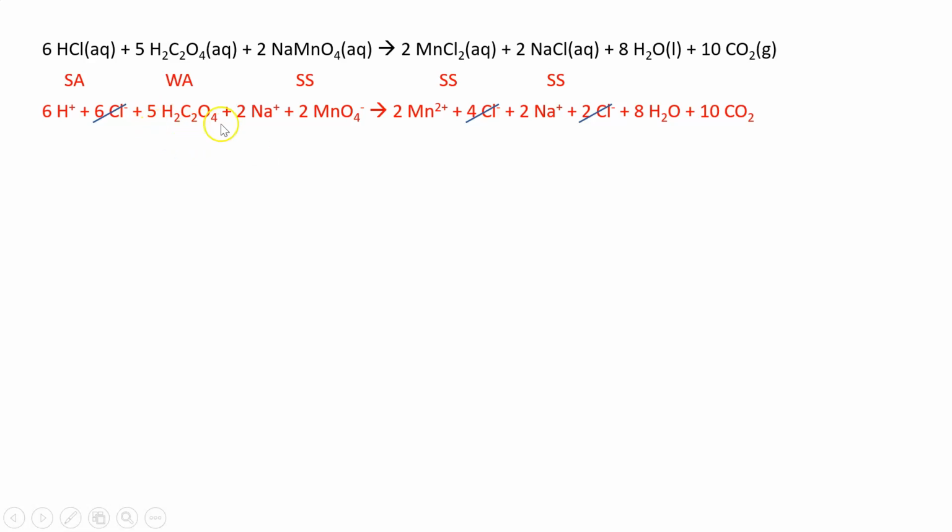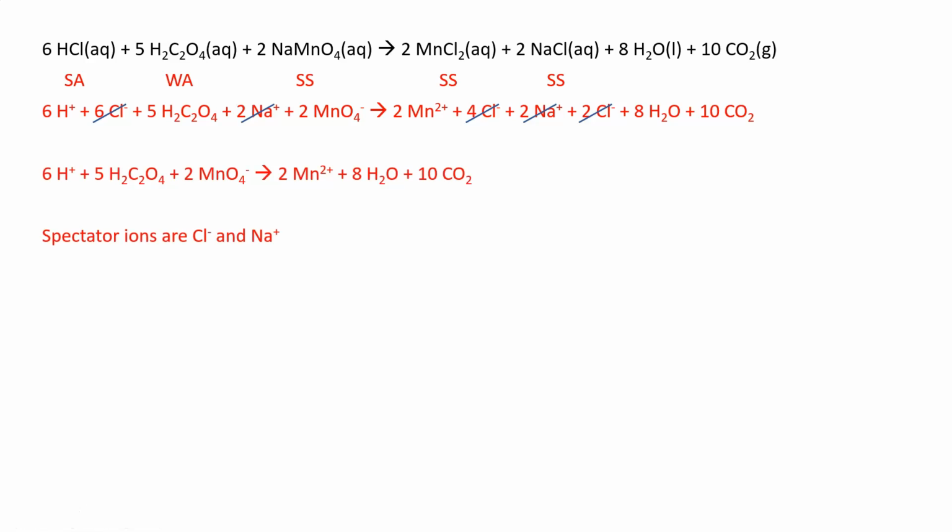This is not an ion, so that's not going to be a spectator. I have 2Na plus over here, and there it is, 2Na plus on the other side. And then finally, my MnO4 minus, I do not see it on the other side. We're done canceling things out. Now we just rewrite the equation, leaving off the spectator ions. And again, our spectator ions are chloride and sodium.